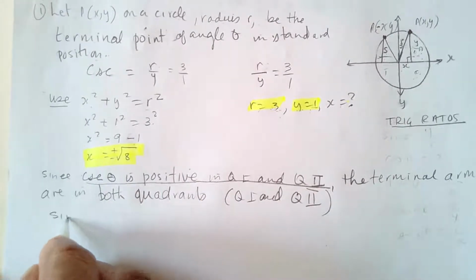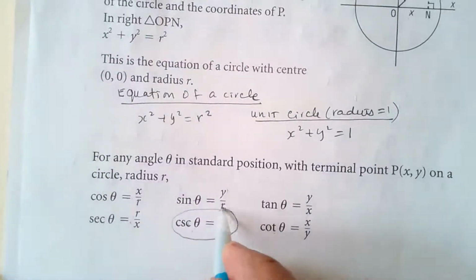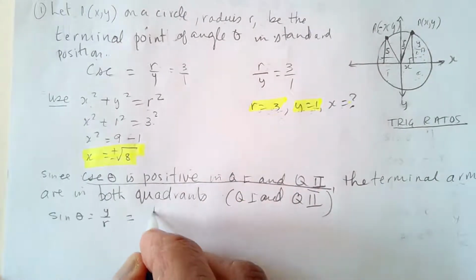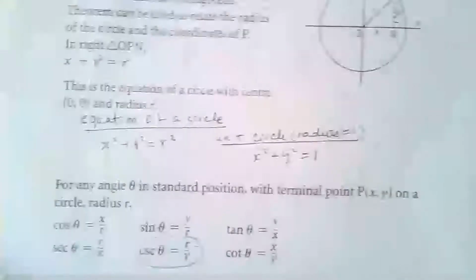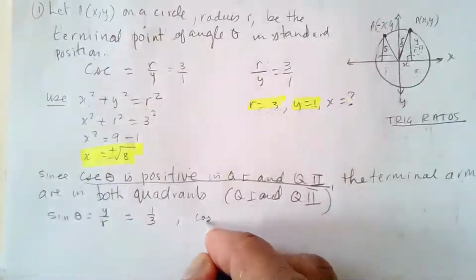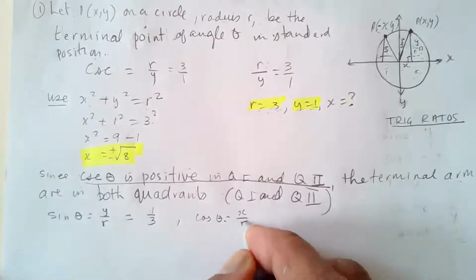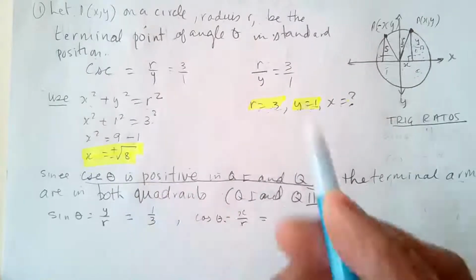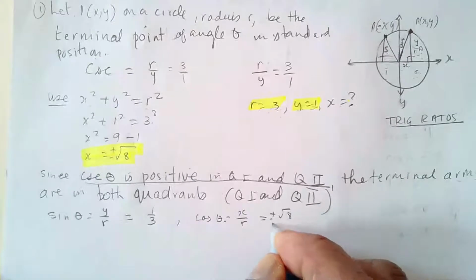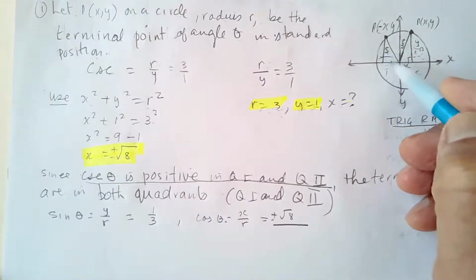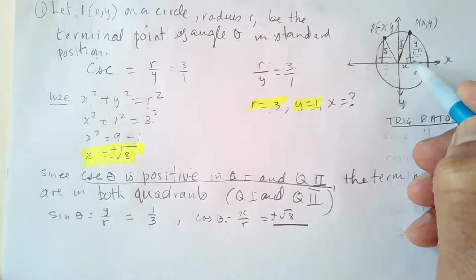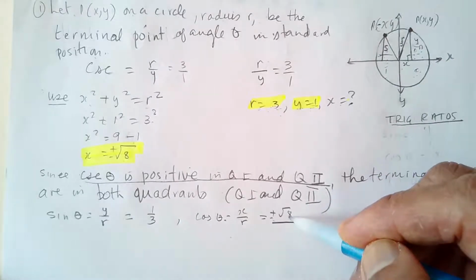So sine theta, if you remember, is y over r, which is equal to 1 over 3. Next, we go to cos and secant. So cos theta is x over r, and x we found is plus or minus the square root of 8. In this case, x is negative in quadrant 2, because cos is negative here and positive in quadrant 1. So this point here would be negative root 8, and the y would be 1.